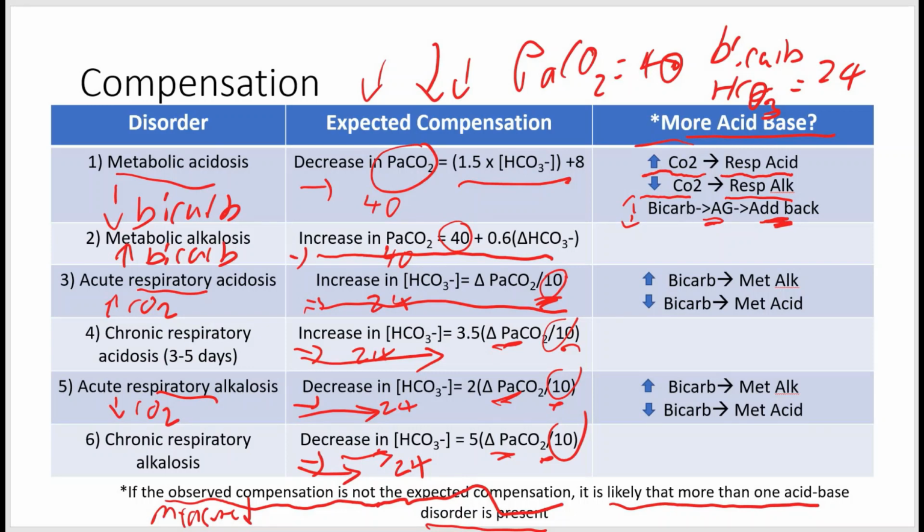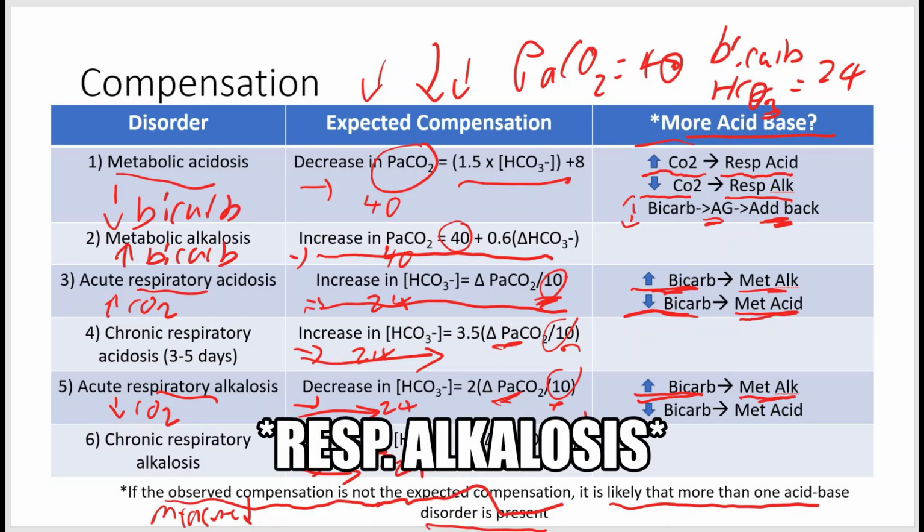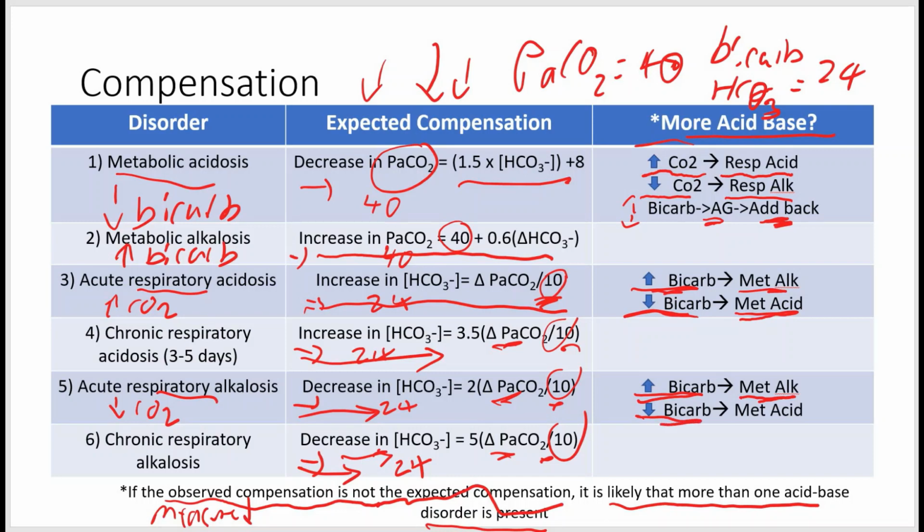For respiratory acidosis, if the measured bicarb is greater than the expected bicarb, then there's metabolic alkalosis on top of the respiratory acidosis. If the measured bicarb is less than the expected bicarb, then there's concurrent metabolic acidosis. And here, if the measured bicarb is greater than the expected bicarb, then there is concurrent metabolic alkalosis on top of respiratory acidosis. And if the measured bicarb is less than the expected bicarb, then there is metabolic acidosis.